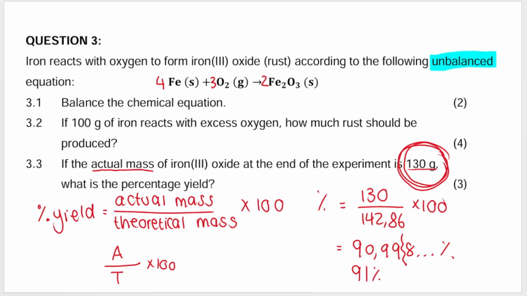There we go. So where do you get your marks? You get it for your substitution, multiplying by 100, and your final answer.